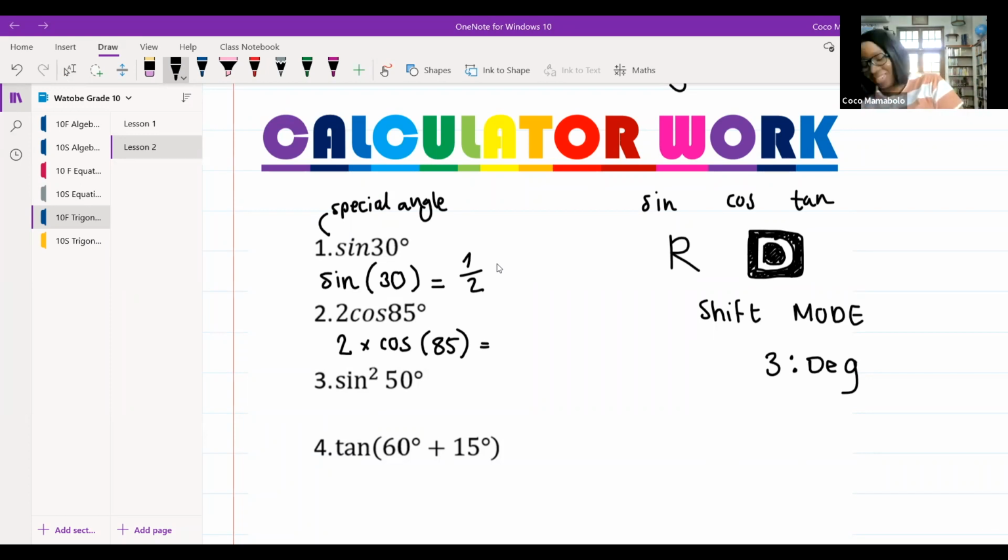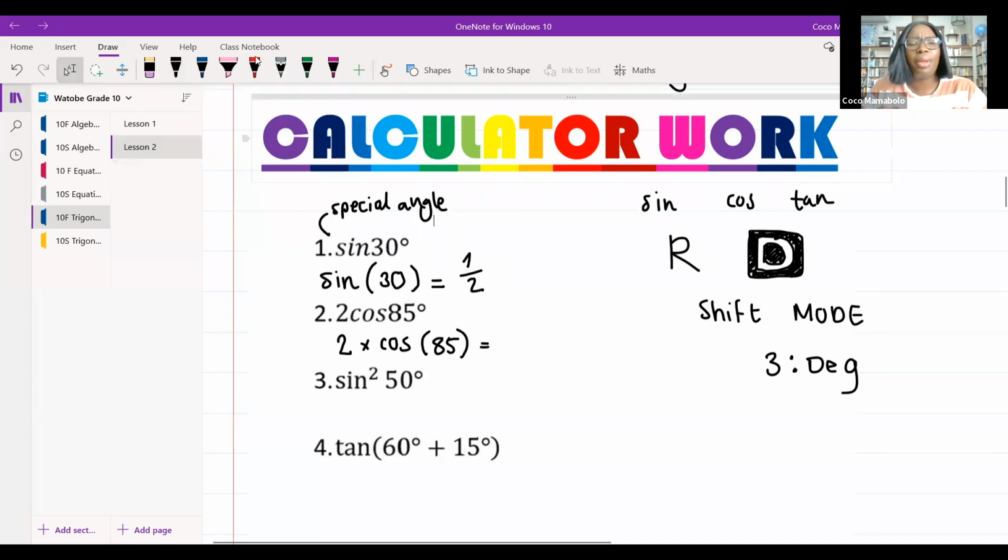Is it not root 2 over 2 for that one? Sine of 30 and cos of 60 are the same answer. Sine of 30 is a half, cos of 60 is a half. The one you're thinking of is sine of 60, which is root 3 over 2. But we're going to get to all of that. Yes, ma'am, we'll get there.